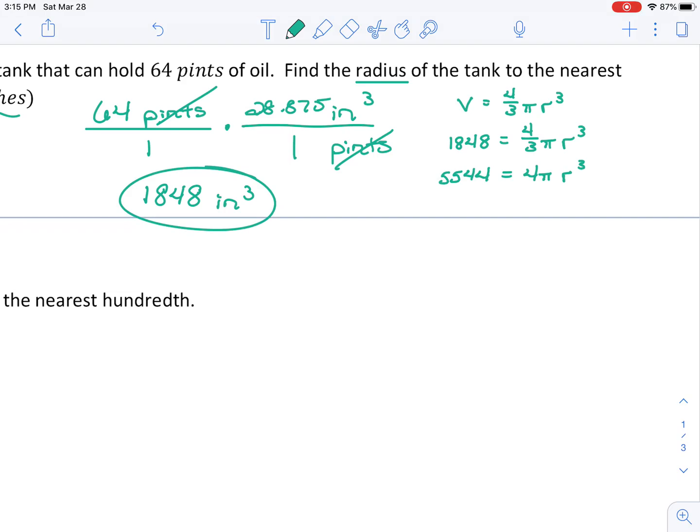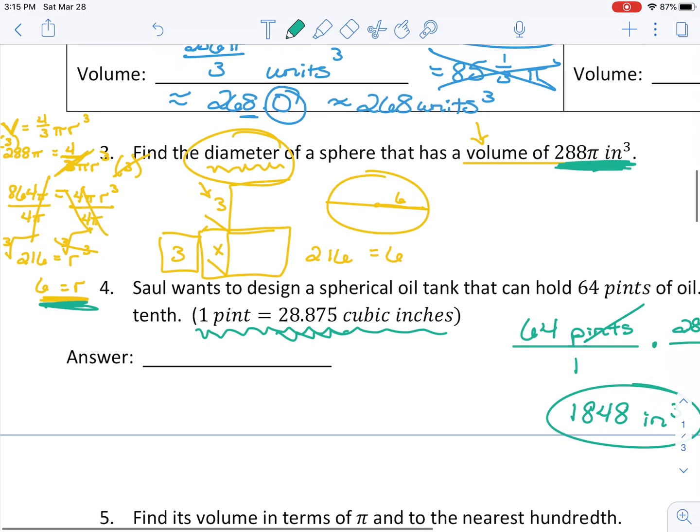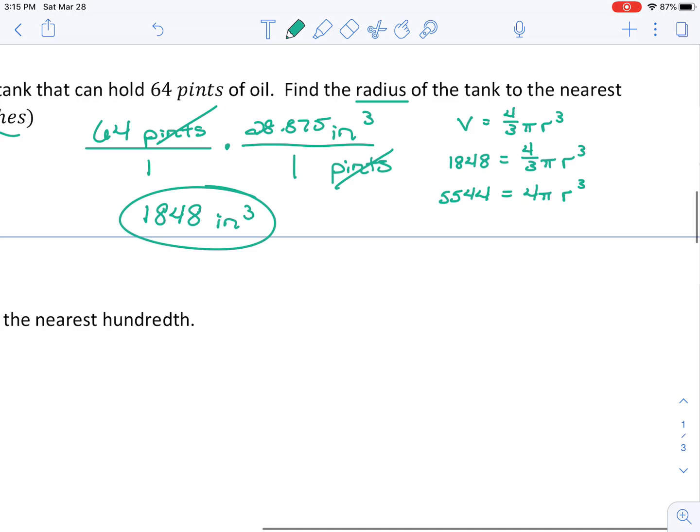But here's where it's slightly different. If you remember the last problem, the next step I did here was I divided by 4 pi. And it was really nice because it just canceled on this side. That doesn't happen here. If I divide by 4 pi right now, I have to be super careful in my calculator because there's nothing to cross out. That doesn't happen here. So I'm actually just not going to do that. I'm just going to divide by 4 first.